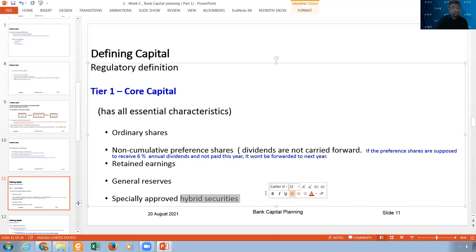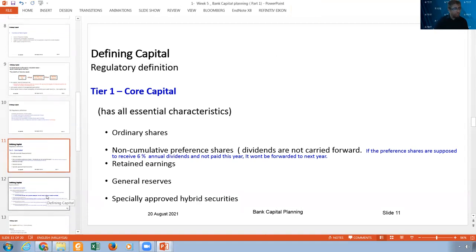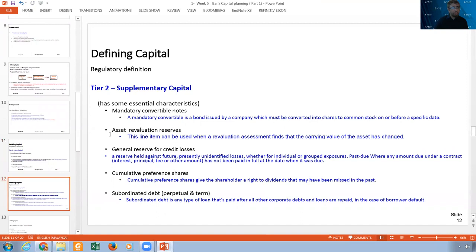Which means now they cannot ask me to pay that debt. I can pay it if I'm willing to, but if I'm not willing, I can transfer it to a type of equity. And this is what makes it part of tier 1. Now, somebody would say, so what about tier 2? Tier 2 is the following. We have something called supplementary capital, which is tier 2.